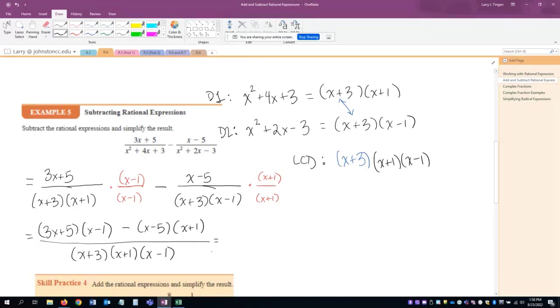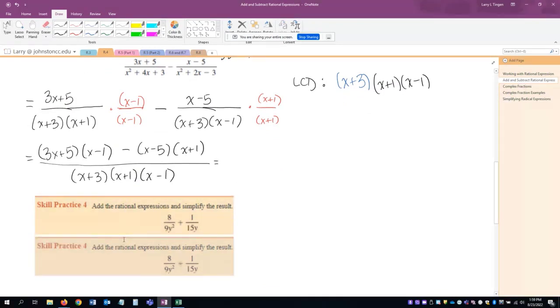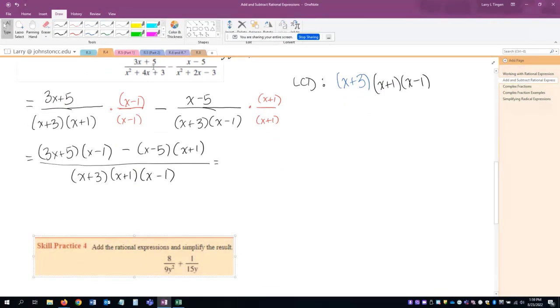Following the order of operations, the numerator has some multiplication to do. I'm not going to multiply out the denominator because I want to leave this in factored form if I can. The numerator, remember the whole goal here was to do subtraction. The whole goal of this problem was to actually be able to subtract those two pieces, right? Subtract my two rational expressions. So I still need to do the work up here. I need to multiply the numerators. So I'm going to do that.